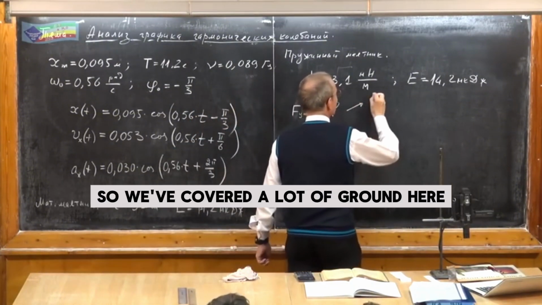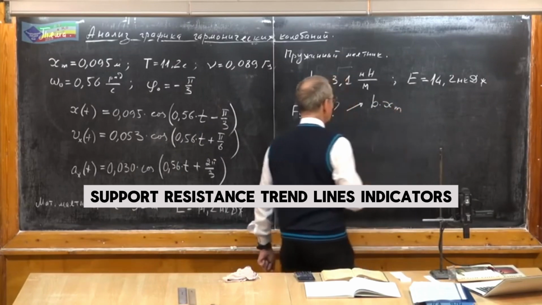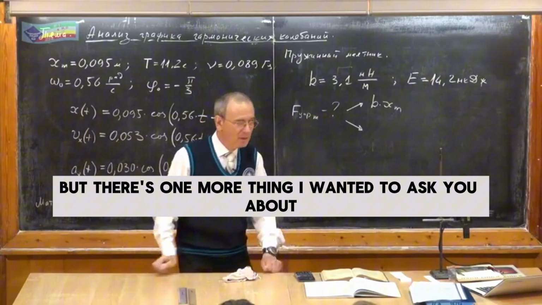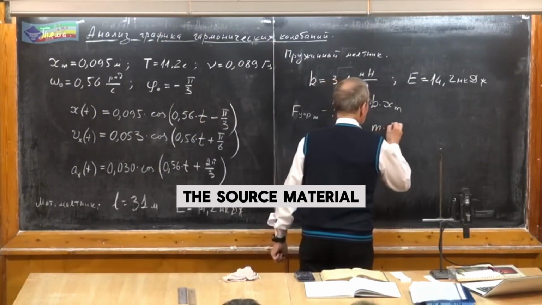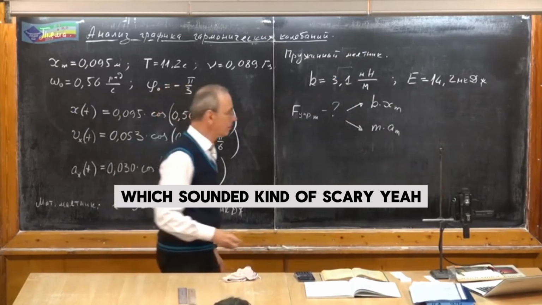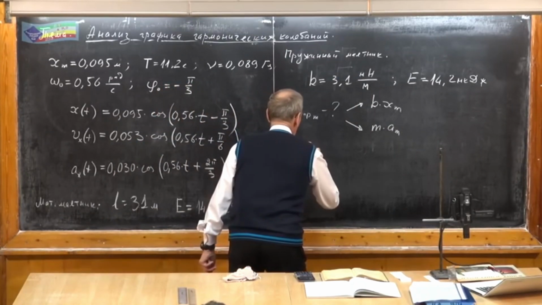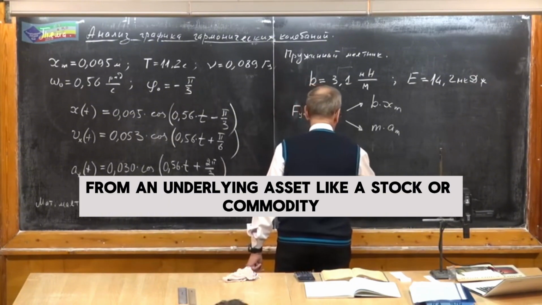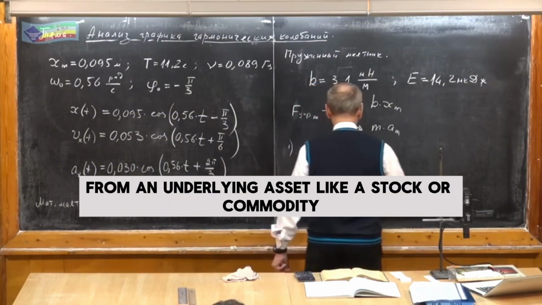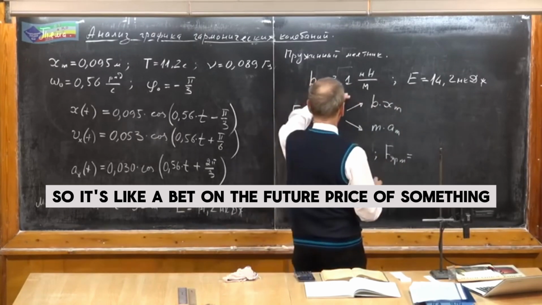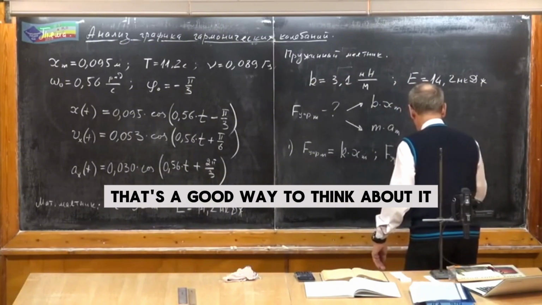Okay, so we've covered a lot of ground here. Support resistance, trend lines, indicators, chart patterns. But there's one more thing I wanted to ask you about. The source material mentioned something called derivatives, which sounded kind of scary. Yeah, derivatives can be a little complex, but essentially they're financial instruments that derive their value from an underlying asset, like a stock or a commodity, or in this case, a cryptocurrency. So it's like a bet on the future price of something. That's a good way to think about it.